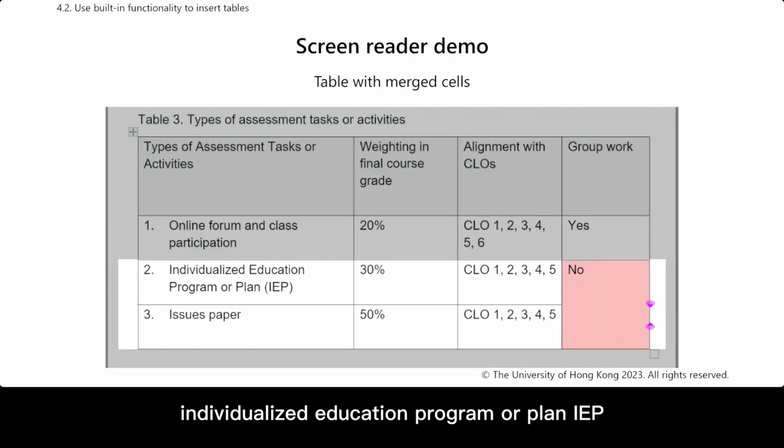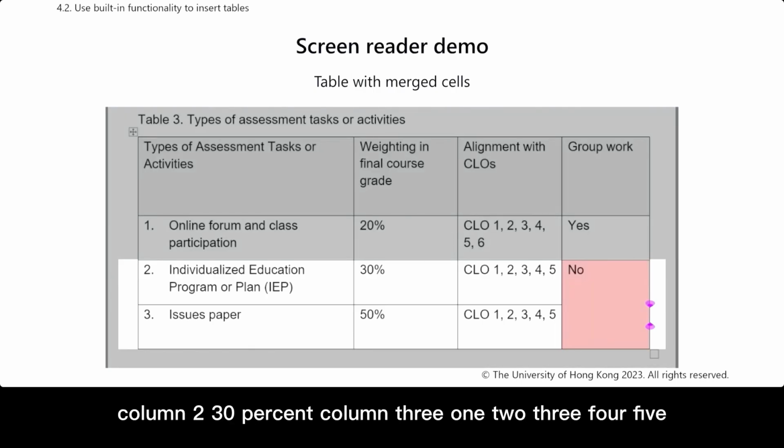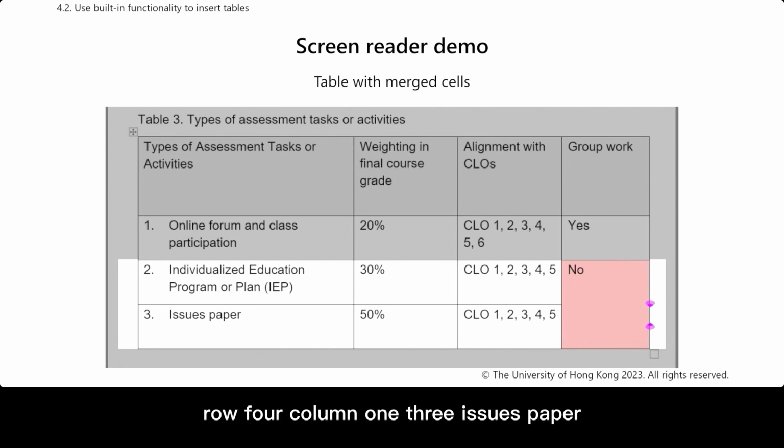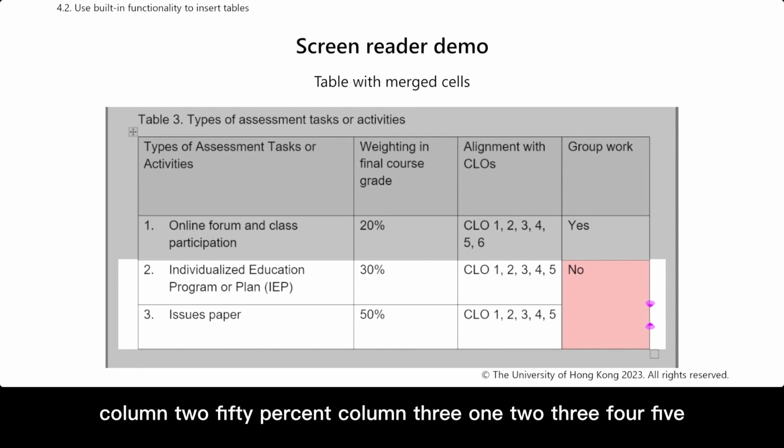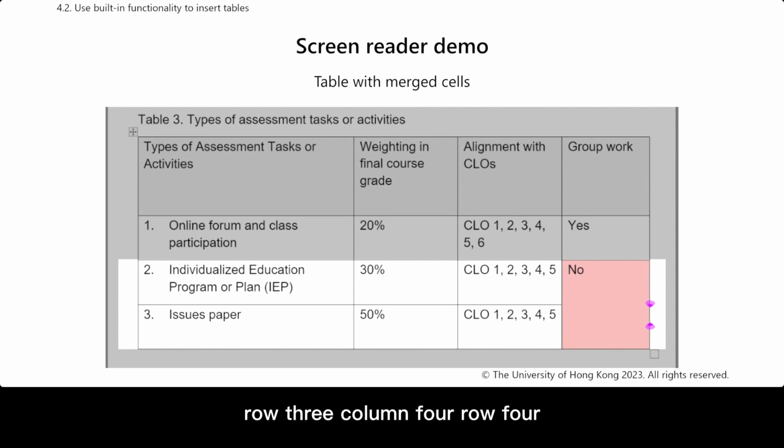Row 3, column 1, 2. Individualized Education Program or Plan, IEP, column 2, 30%, column 3, CLO 1, 2, 3, 4, 5, column 4, no, row 4, column 1, 3. Issues paper, column 2, 50%, column 3, CLO 1, 2, 3, 4, 5, out of table.